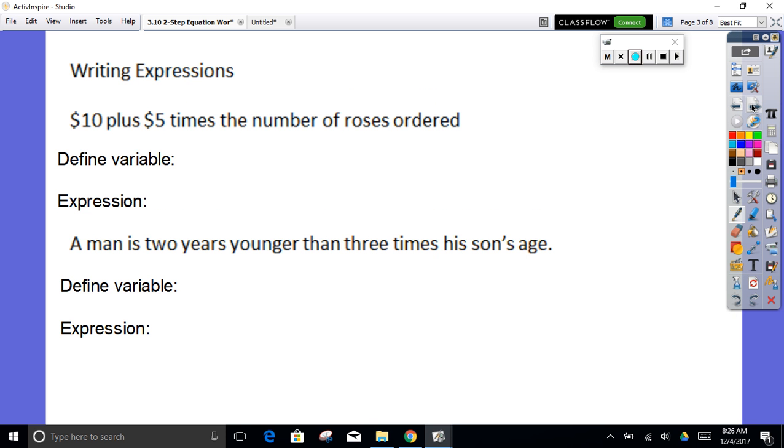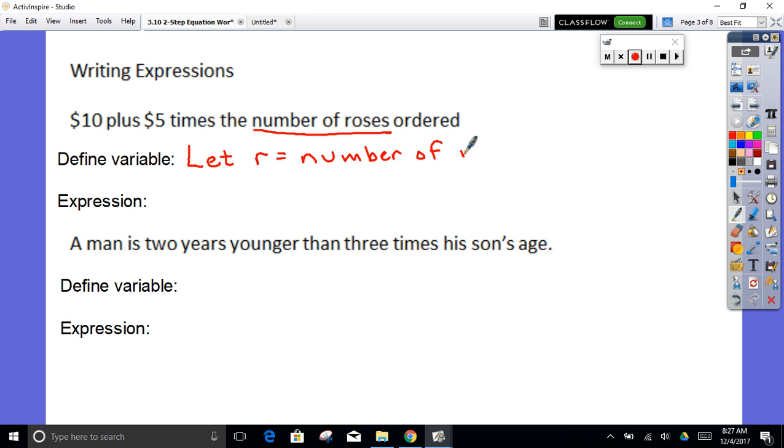So here we are at the point of being ready to solve the two-step equation word problems now. So we're going to go back to thinking about writing expressions for a minute. The first one says if we have $10 plus $5 times the number of roses ordered. I have a few extra things written up there. I think they're in yours too. Yes, define the variable. So we have to decide what letter we want to use as our variable and what it's going to represent. So since I'm going to be talking about the number of roses, when I define my variable, I'm going to say let R equal the number of roses.